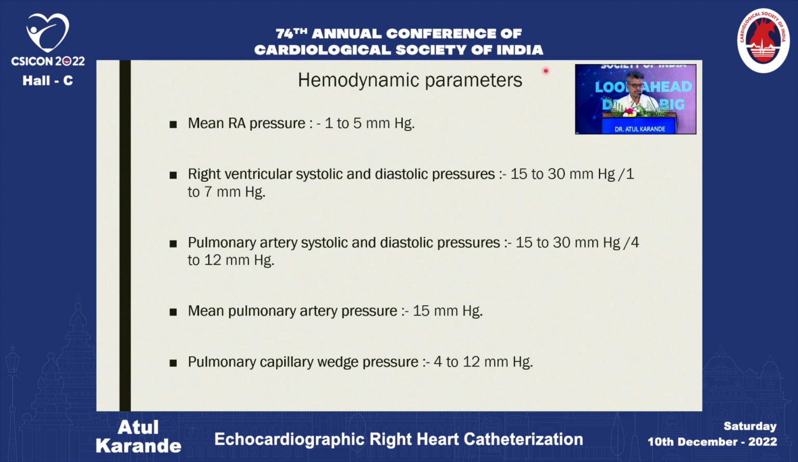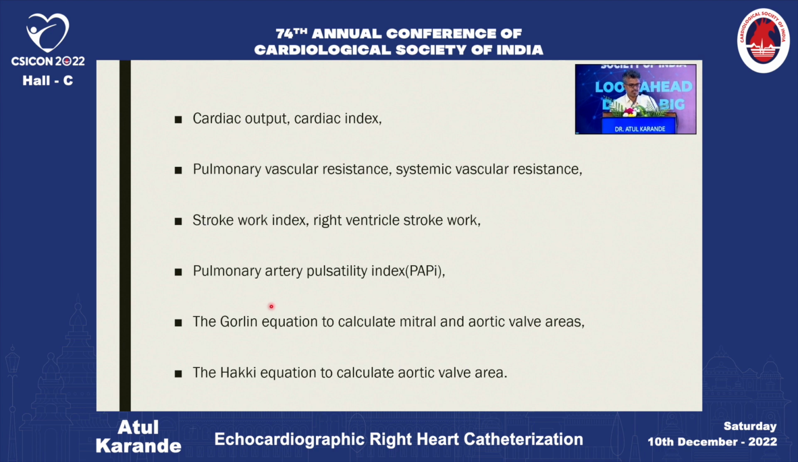So what are the parameters? Mean RA pressure, then right ventricular systolic and diastolic pressure, then pulmonary artery systolic and diastolic pressure, mean pulmonary artery pressure and pulmonary capillary wedge pressure. So we will see one by one how to measure these with the help of echocardiography. With the help of echo as well as cath, we can also derive these parameters by certain calculations.